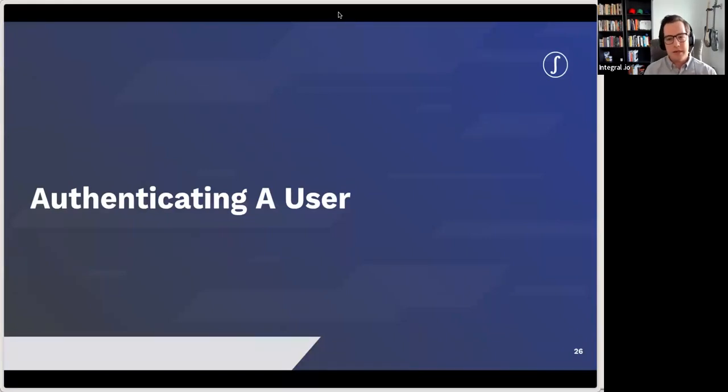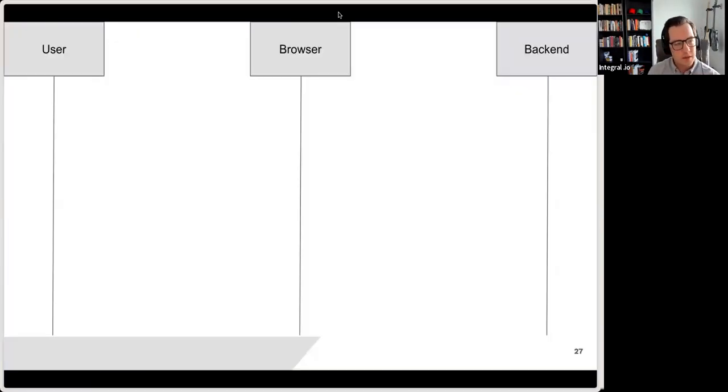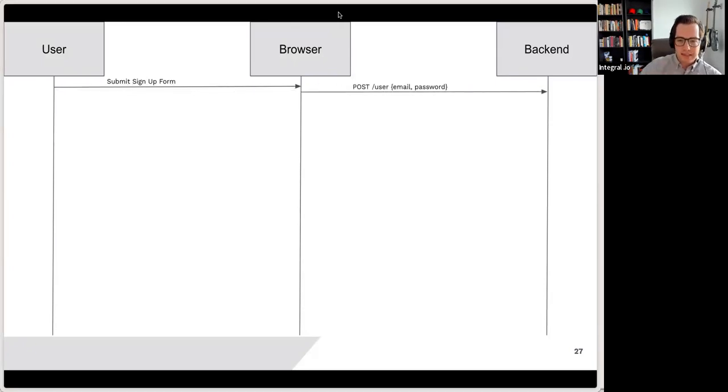So let's go over how we authenticate a user. I've got here a sequence diagram, and I really like sequence diagrams. They're a very efficient way to show interaction between parts of a system. We've got a user, the browser, and the backend, and time in this diagram goes from top to bottom. So let's suppose that our user submits a sign-up form, right? And what's going to happen once they click enter is that the browser is going to send a request to our backend, and it's going to send along with that request the email and the password that they put into the sign-up form.